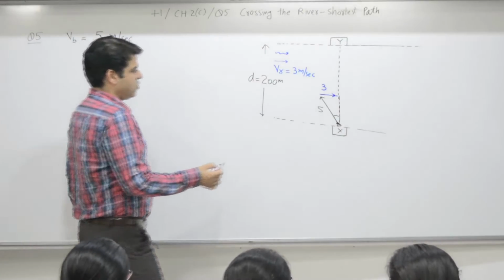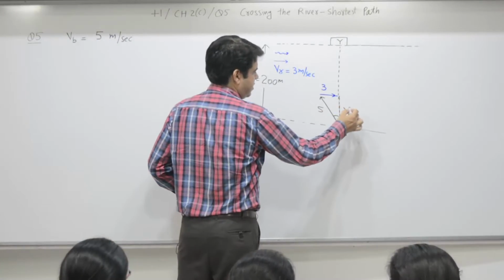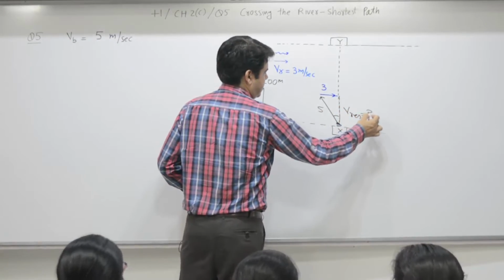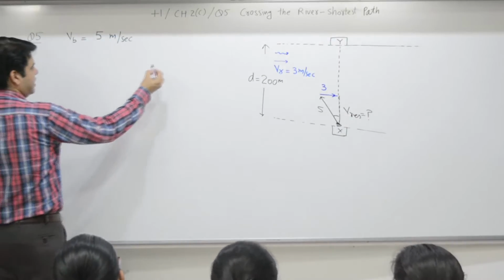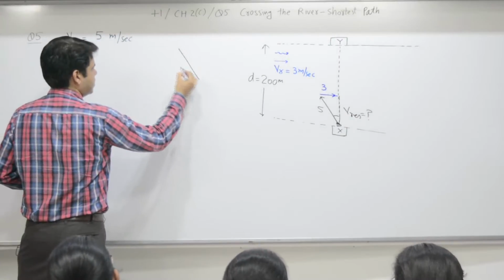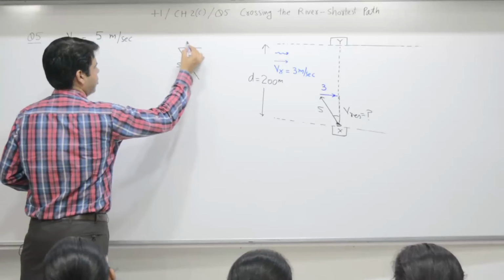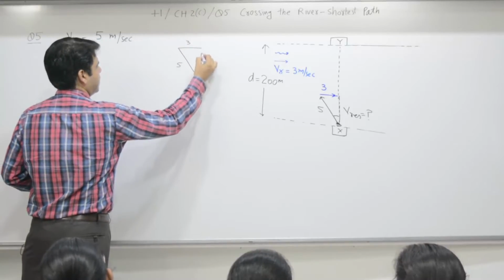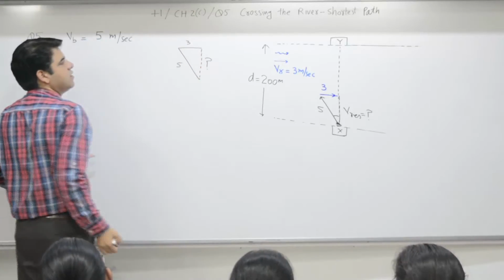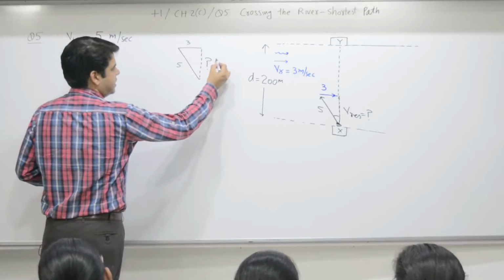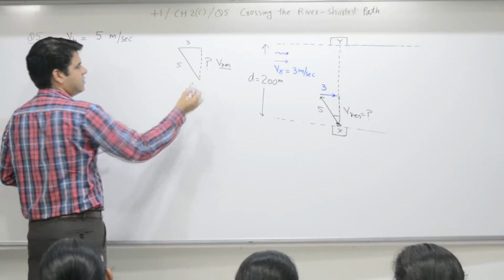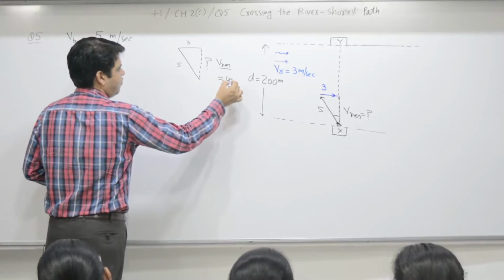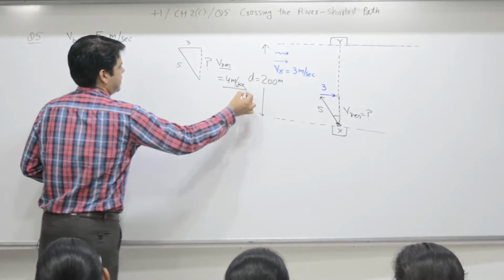So the effective resultant comes out to be what? Again, in the given triangle, this is 5, this is 3, this is perpendicular, this is question mark, V resultant. V resultant square plus 3 square is equal to 5 square. Solving, what will come? 4 meter per second.